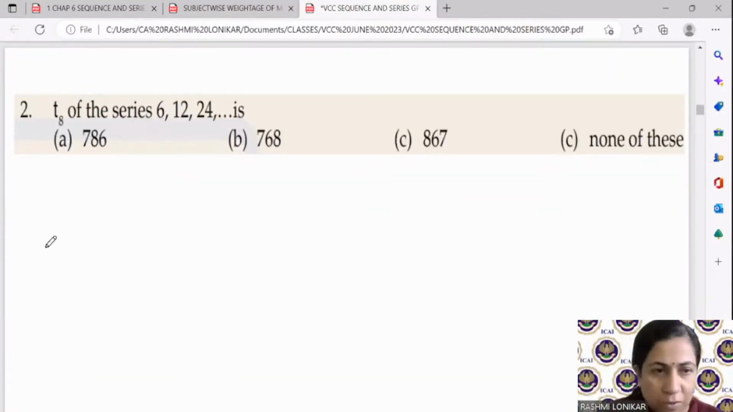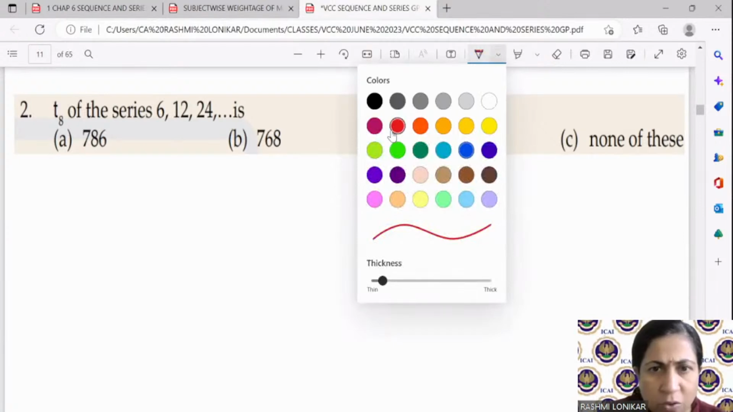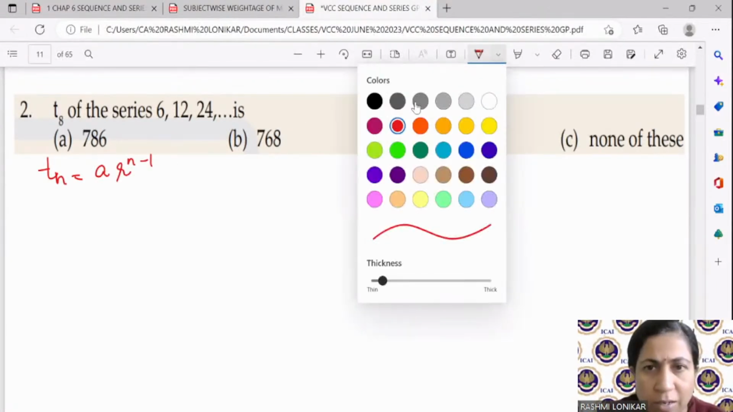Now let us quickly go to the second one. T8 of the series. So you can now quickly do. See, when you're practicing, initially write down the formula as many times as you can so that by the time the exam comes, you have written it 100 times so that you will not forget it even if you have not done revision for a little time.